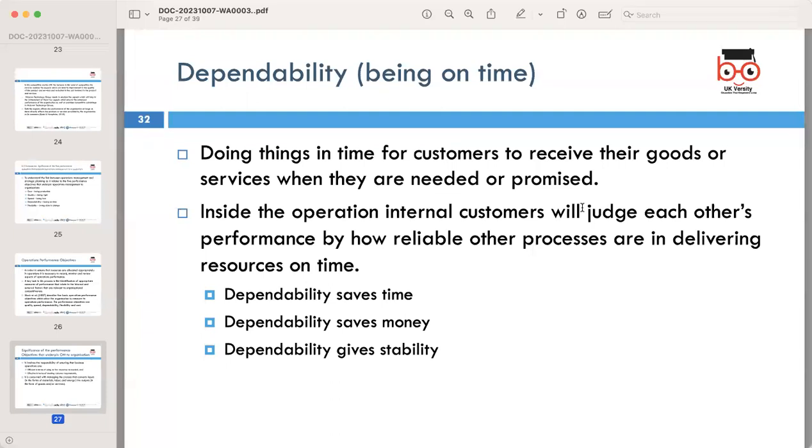So dependability saves time, dependability saves money, and dependability gives stability. It is the quality of being able to be relied on, trustworthiness or consistency.